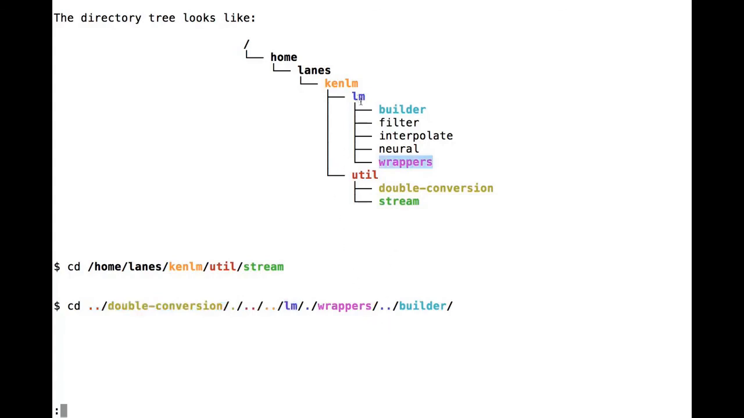Wrappers is a subdirectory of lm. So, ../double conversion/../../lm/./wrappers refers to /home/lanes/kenlm/lm/wrappers. Dot dot, which we see here in blue, refers to the parent of the current working directory. So this path refers to LM.